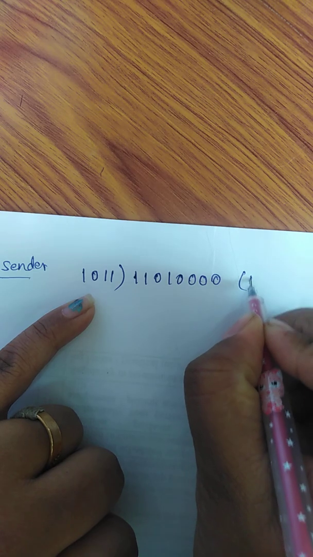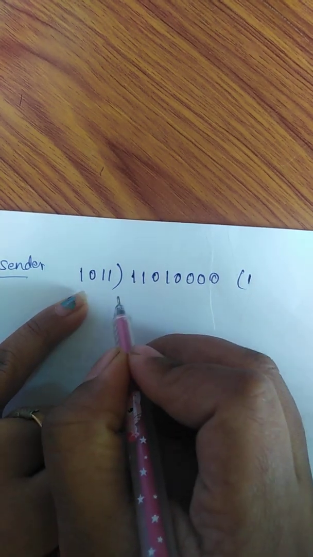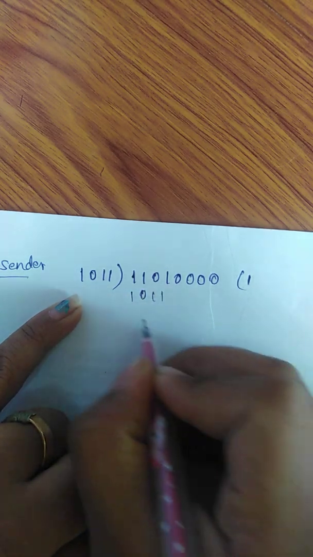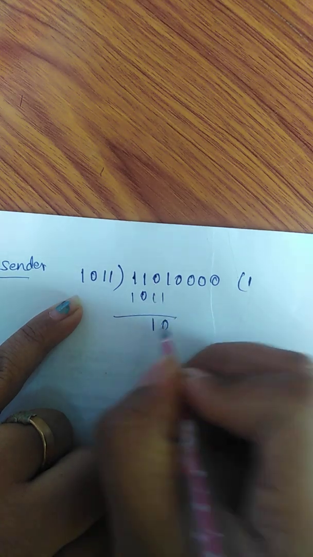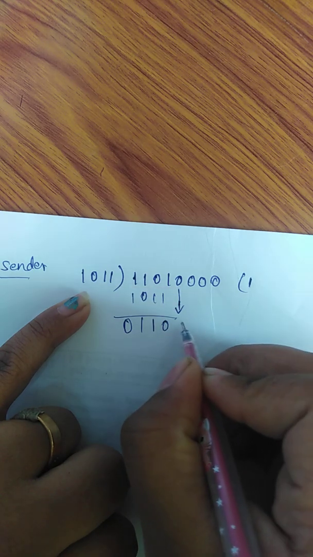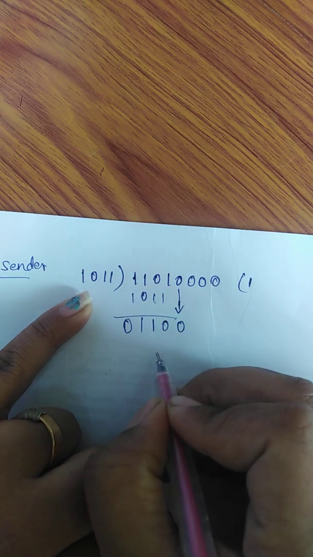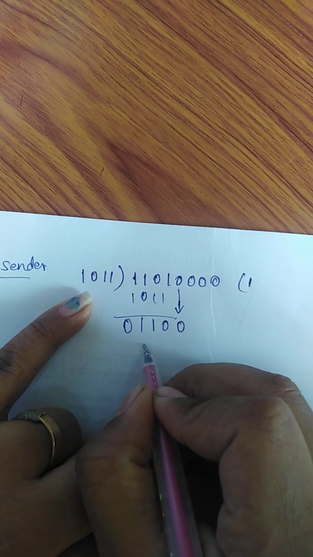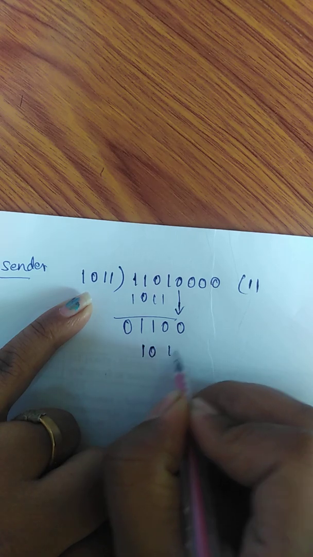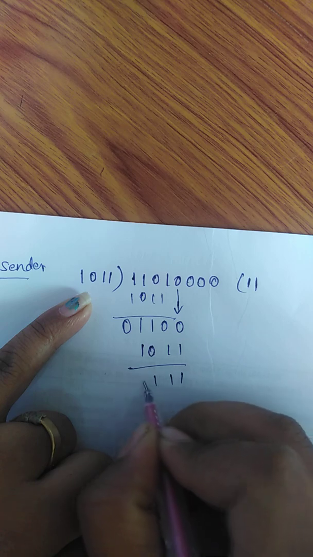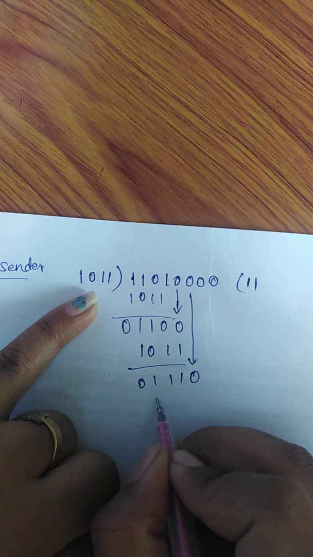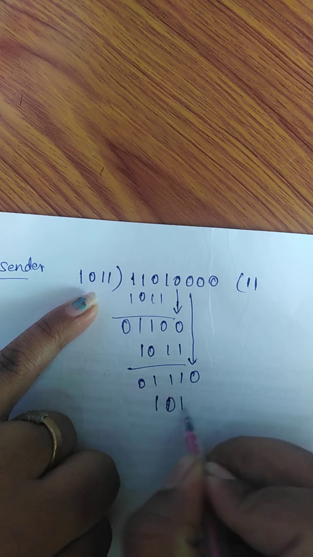Now, it means 1 1 0 1 1 1 0 1 1, here we get 0 1 1 0. Then the next bit, we move down. Next we get a 1 here, so we write 1, then 1 0 1 1, and we get 1 1 1 0. Then we move the 0 down.